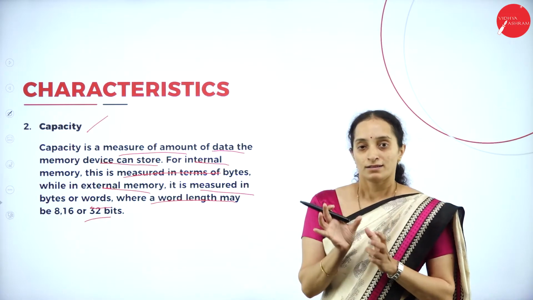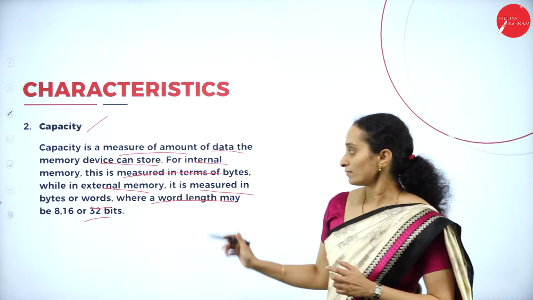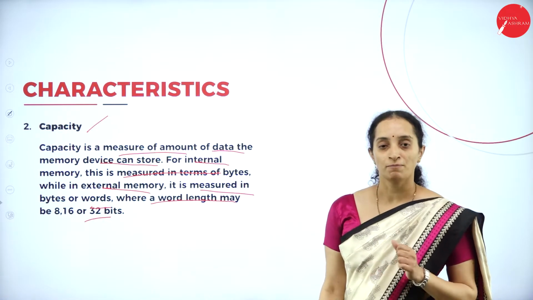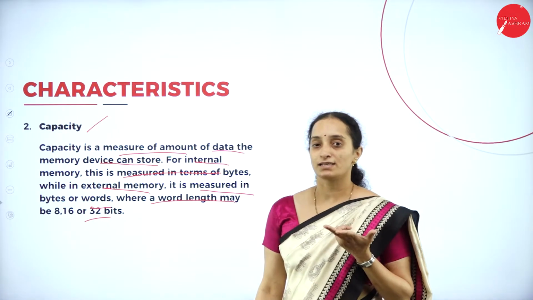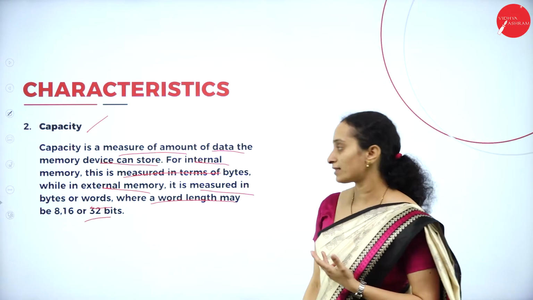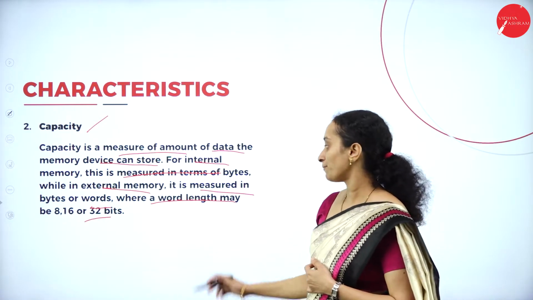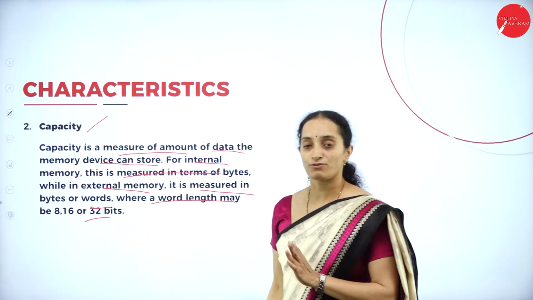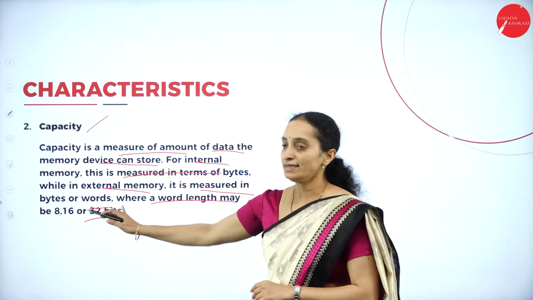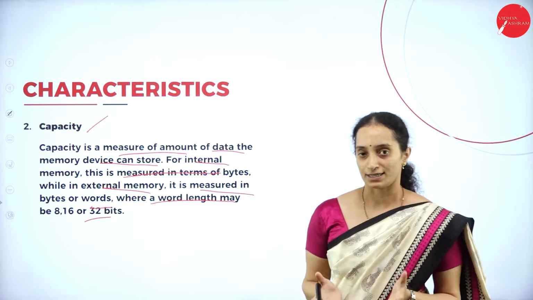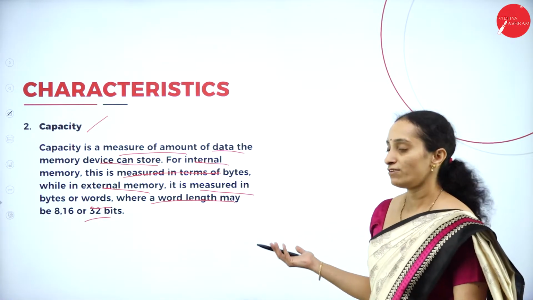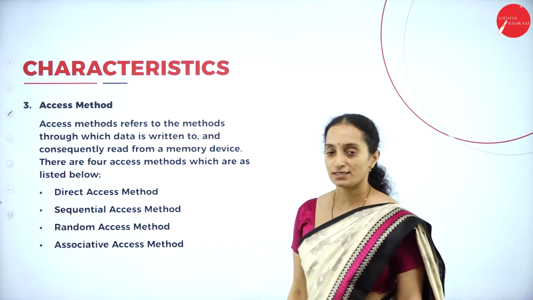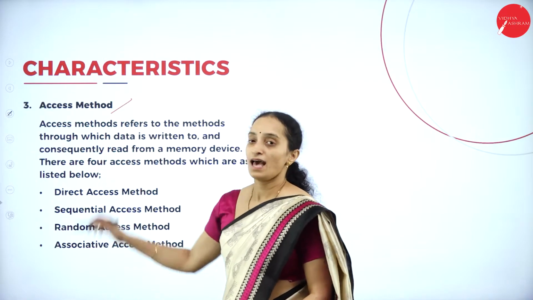Word is a grouping of the bits. Whereas the internal memory is usually measured in terms of bytes, like megabytes, gigabytes, terabytes, like that. While in external memory, they will be counted in terms of bytes or words. So they will be 8, 16 or 32 bits. So capacity varies in the internal as well as the external devices. The third characteristic is the access method.